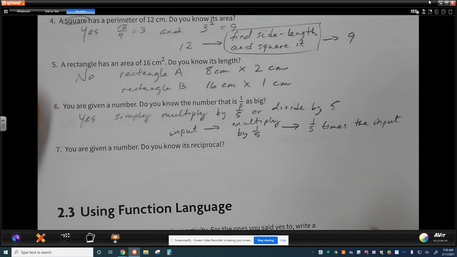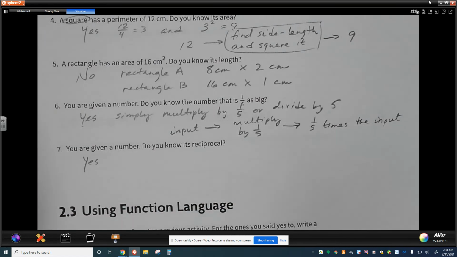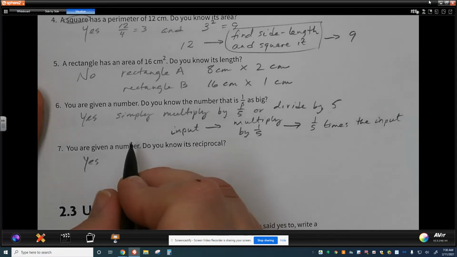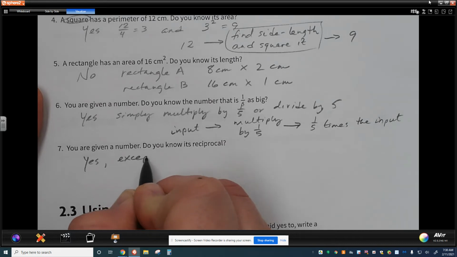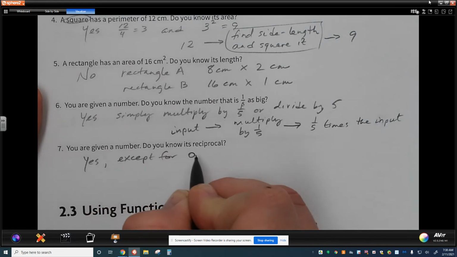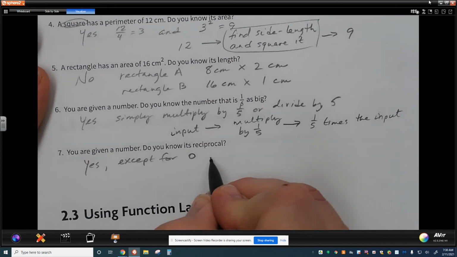You're given a number. Do you know its reciprocal? Yes. Remember that the reciprocal is when we take any number and we invert it, or make it into a fraction if it's not already written as a fraction, and we invert it. But there's one thing, the number can't be 0. And the reason we can't have 0 is because 0 does not have a reciprocal.